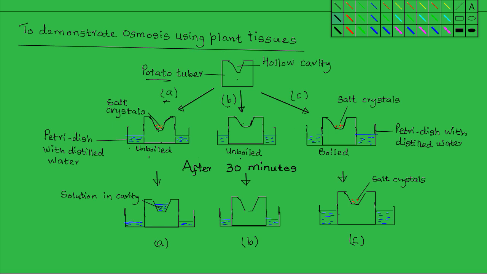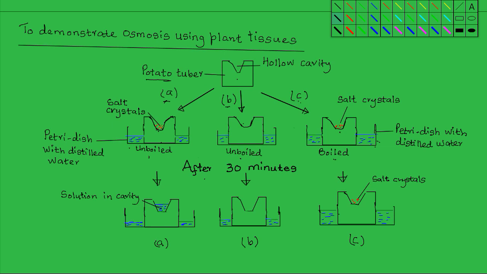And then the third tuber is given the C treatment, in which first it is boiled for about 5 to 6 minutes, and then salt crystals are placed at the center of the hollow cavity. Then the tuber is placed in a petri dish containing distilled water. The 3 tubers are left to stand for about 30 minutes, after which the following observations are made.